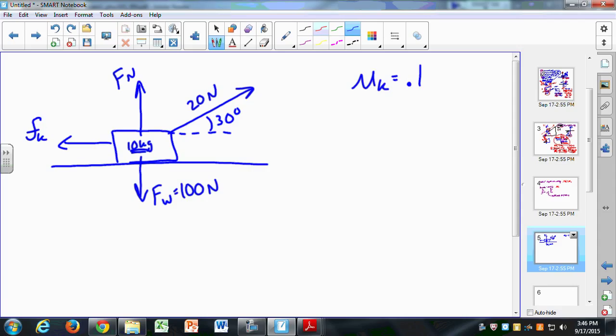This is my kinetic friction, and it's equal to 0.1 times the normal force. All right, because I know that Fk is equal to mu k times the normal force. That's the Greek letter mu, by the way. It looks like an M, but it's a mu. It's sort of like a U with a tail on the left.